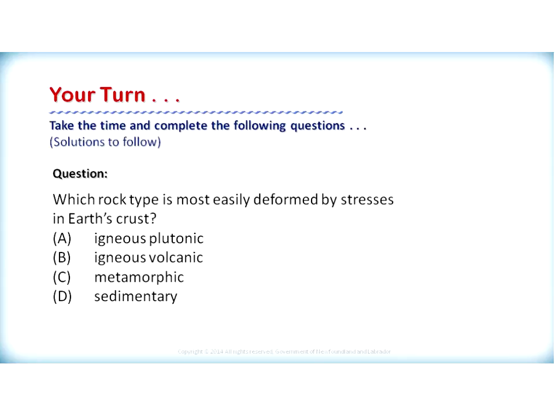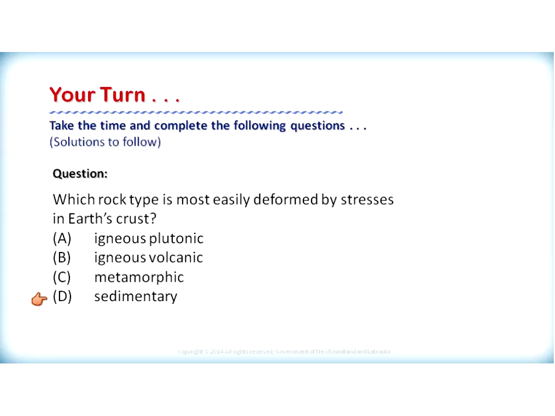Your turn. Take the time and complete the following question. You can pause the recording now to prepare your answer, and the solution will be on the following slide. The question reads, which rock type is most easily deformed by stresses in Earth's crust? Our choices here will be igneous plutonic rock, igneous volcanic rock, metamorphic rock, and sedimentary rock.